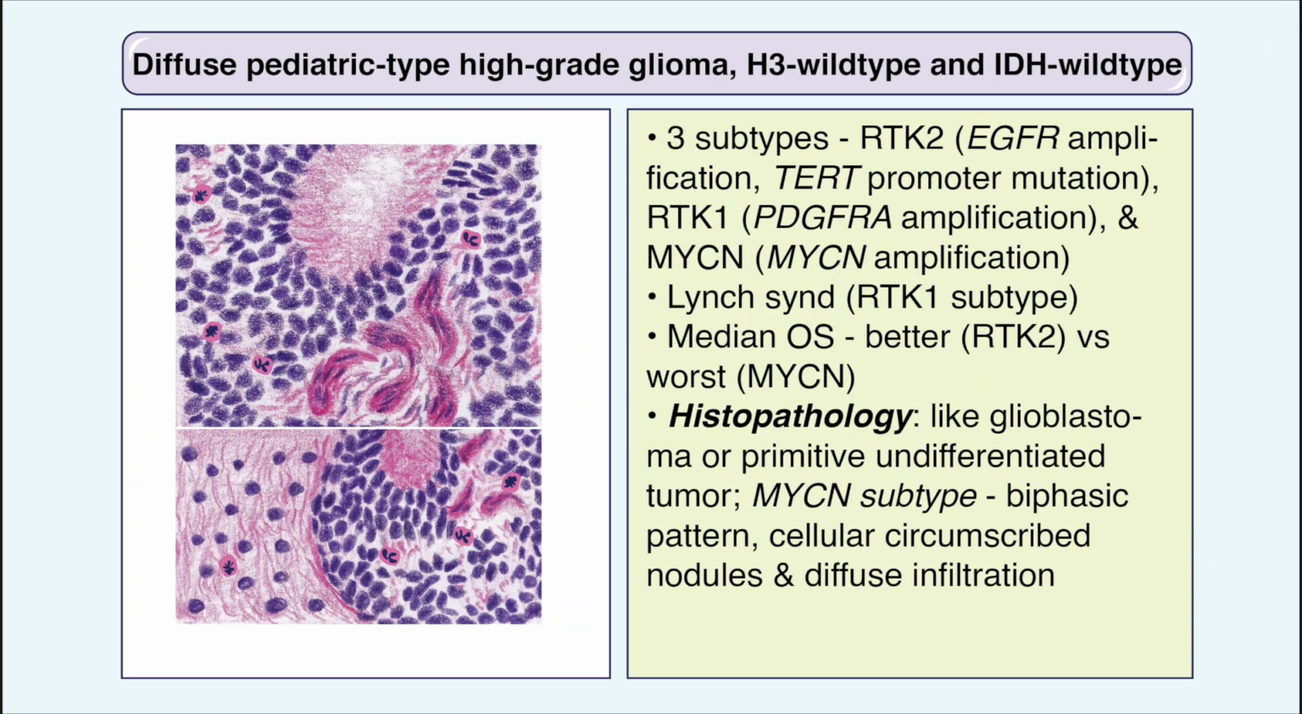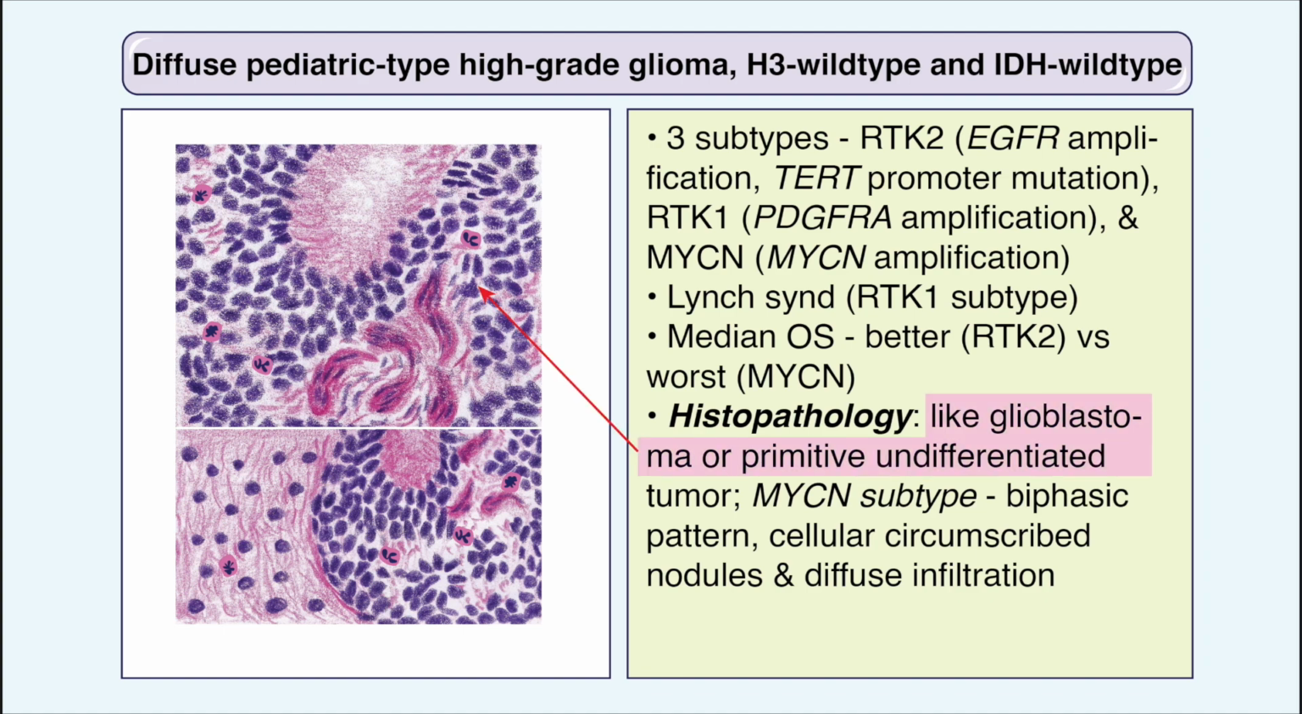Diffuse pediatric-type high-grade glioma, H3-wildtype and IDH-wildtype. It has 3 subtypes: diffuse pediatric-type high-grade glioma RTK1, RTK2, and MYCN. RTK1 is enriched for PDGFRA amplification. RTK2 is for EGFR amplification and TERT promoter mutation. MYCN subtype is for MYCN amplification. Tumors associated with Lynch syndrome are typically of the RTK1 subtype. Among the subtypes, RTK2 has a better median overall survival, whereas the MYCN subtype has the worst outcome.